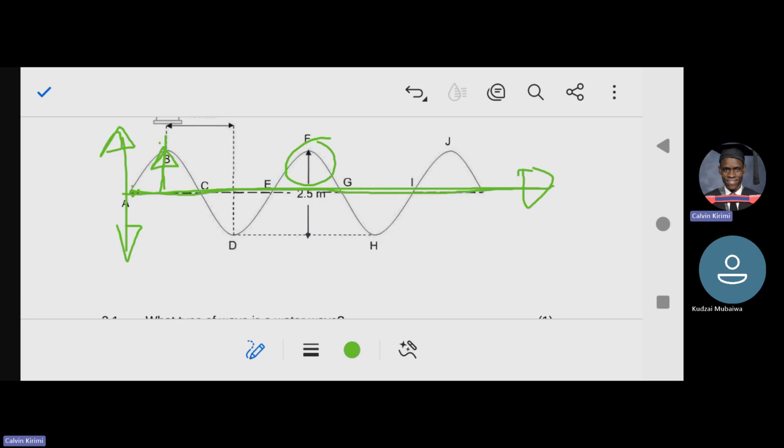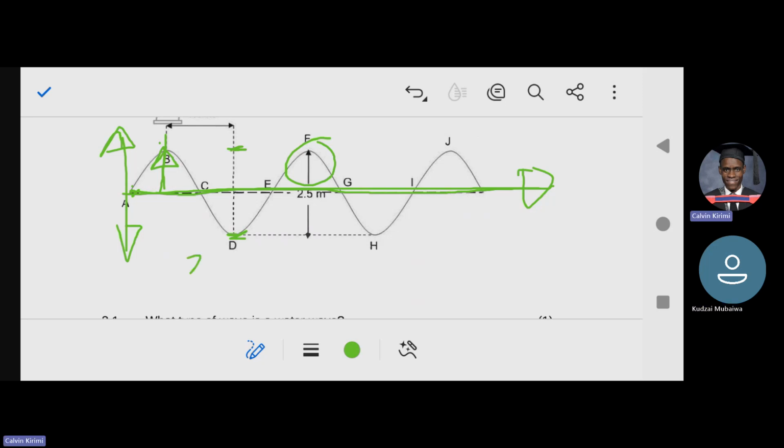1.25. Why is it 1.25? Because I divided the 2.5, because there are two different lengths from the rest position to the top, the crest, and to the trough. So this height which you are given is from crest to trough. This is the trough to the crest. There is a height of 2.5, which means the amplitude is halfway. Half of 2.5 is 1.25.